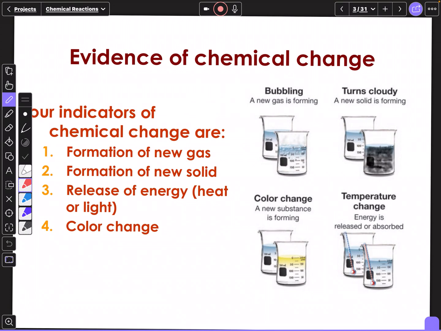So the evidence of a chemical reaction: we have a formation of a new gas, so something would bubble or fizz. Formation of a new solid, which we learned earlier is called a precipitate. The release of energy, which would be like a temperature change, and then a color change. That's how we know if a new substance is being produced.